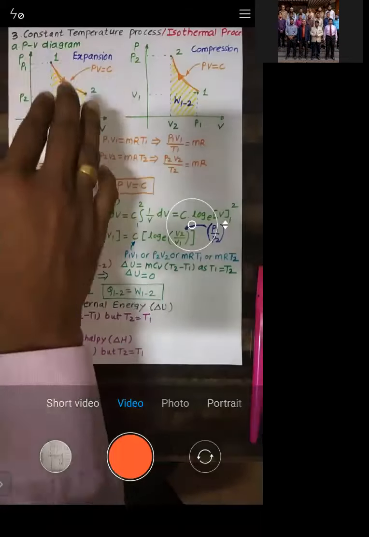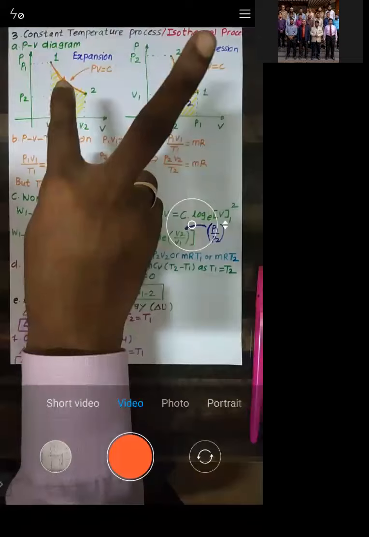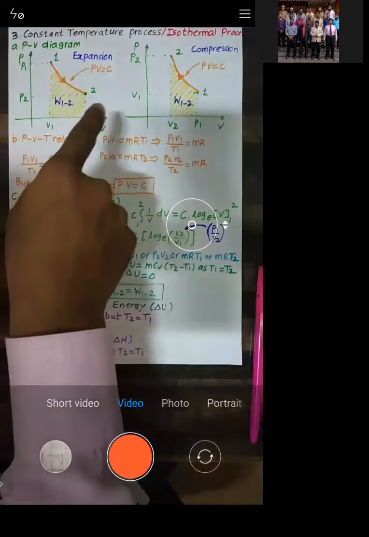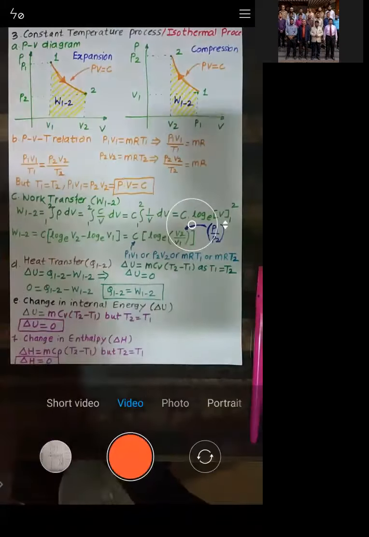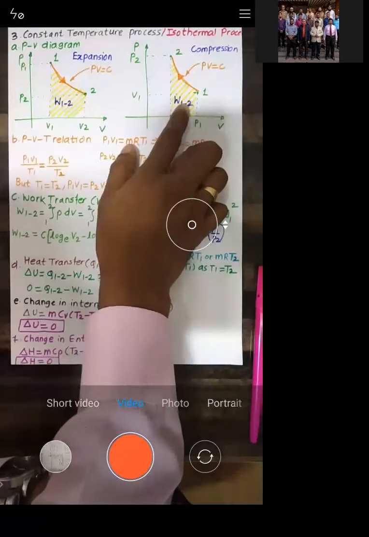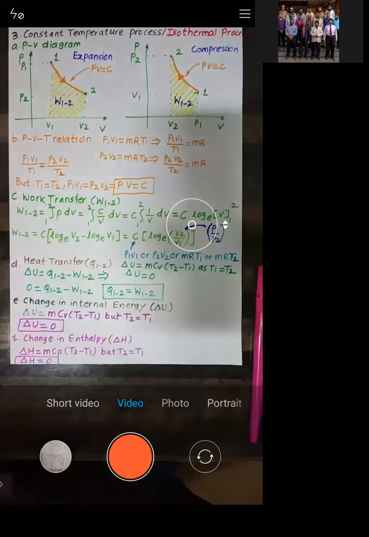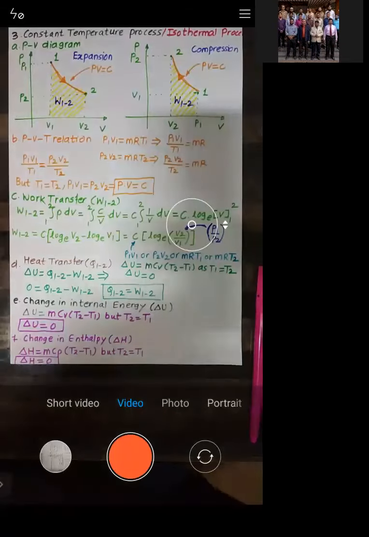See, you understand, one is an expansion, the second is a compression. Both are exactly reverse. During expansion, work is produced. During compression, what happens? The work gets consumed. See here, all of you, if you put in the values, let me show you this thing.